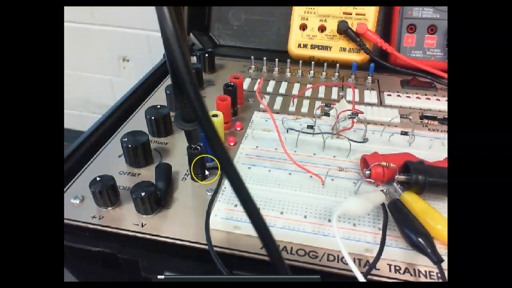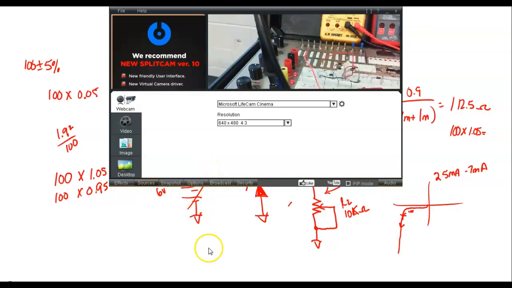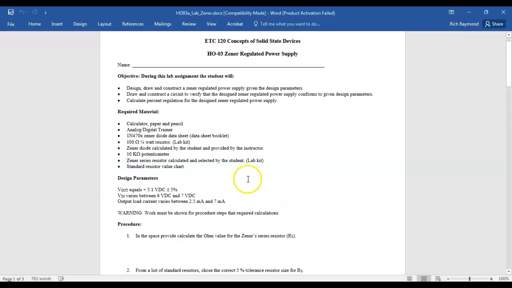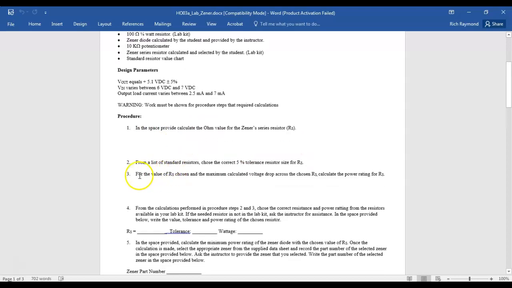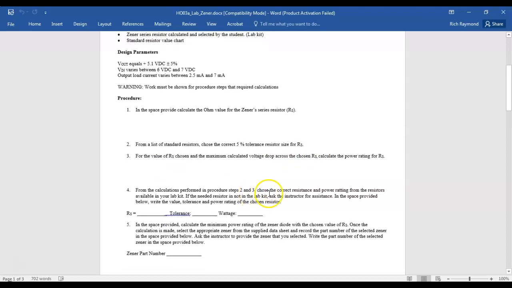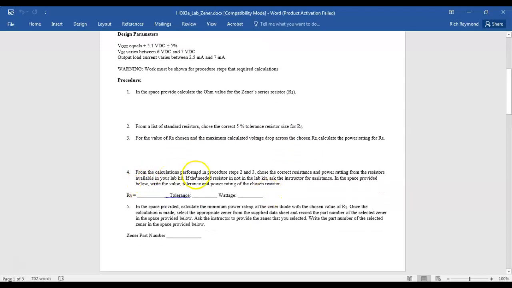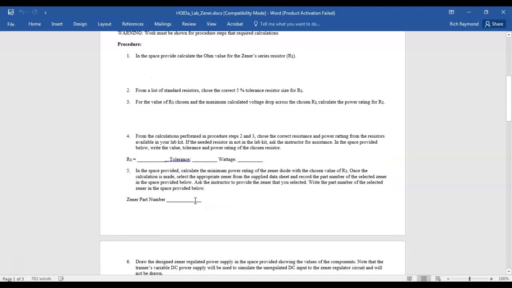I think the first part of the lab asks us, if I've got the lab up. Yes. So we chose, calculated the resistor, so that needs to be in that. From RS chosen, the maximum calculated voltage drop across the resistor. We did that, right? From the calculations performed in procedure steps 2 and 3, choose the correct resistor and the wattage rating. We did that.